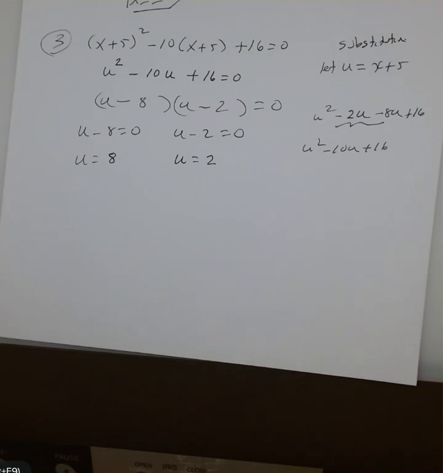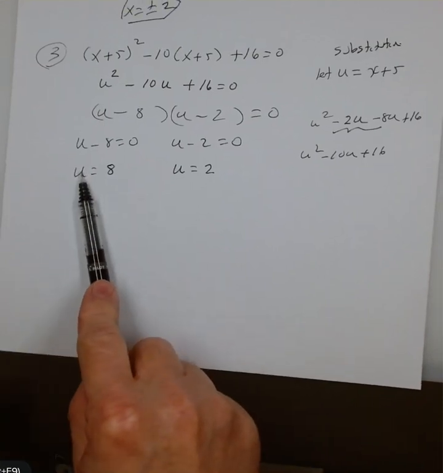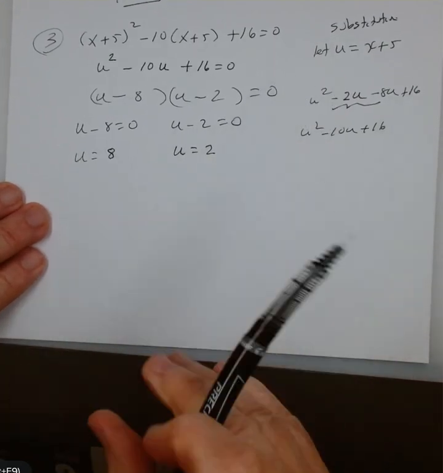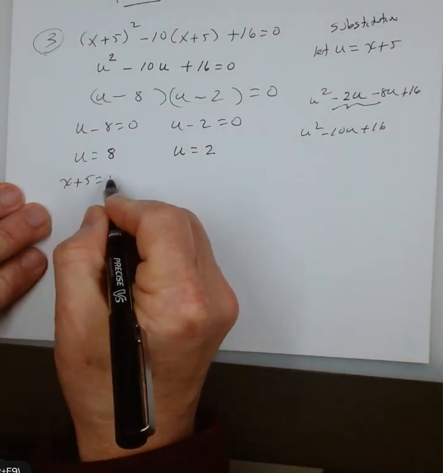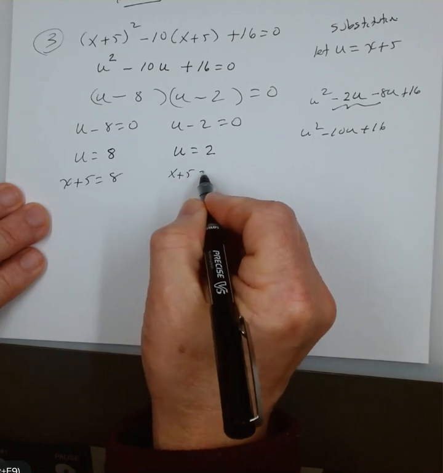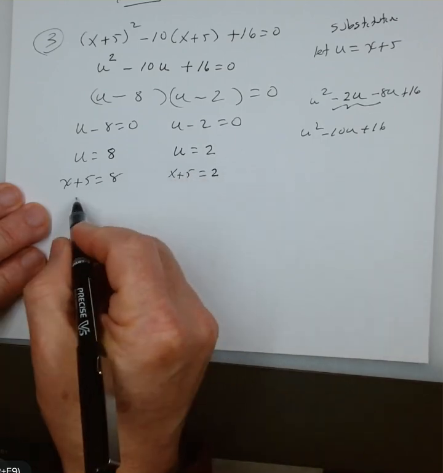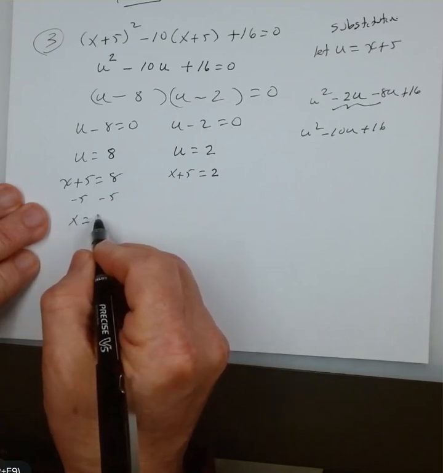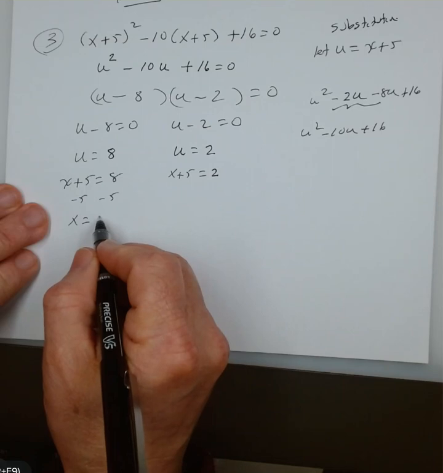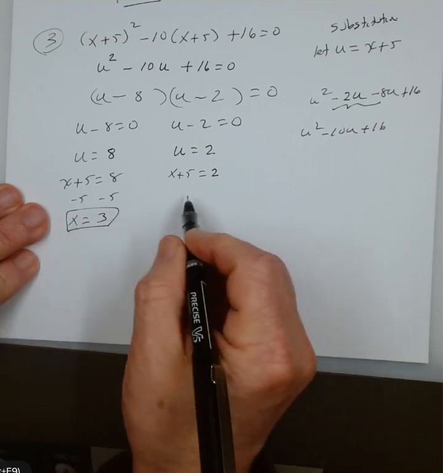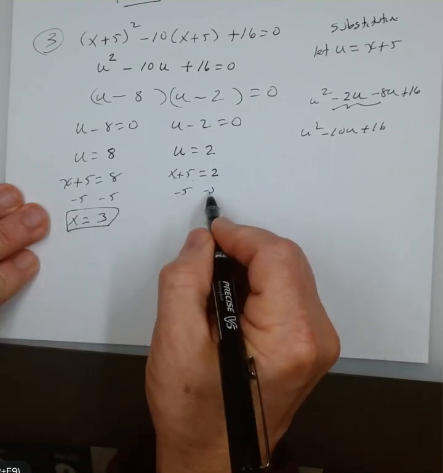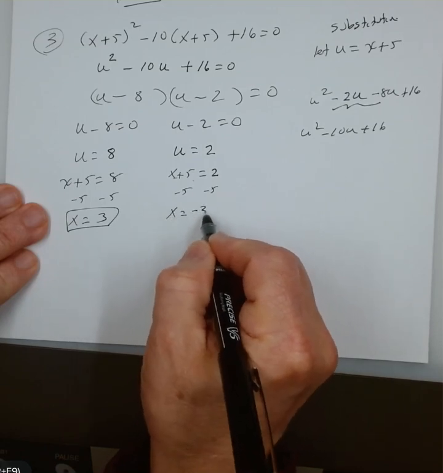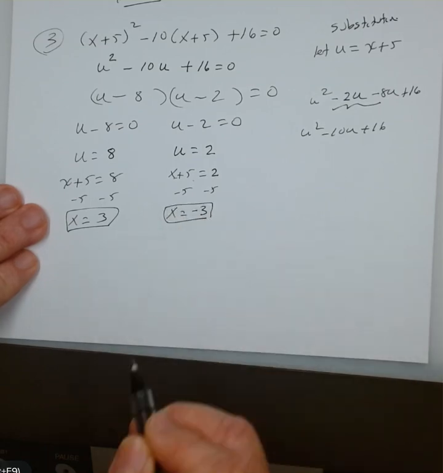X. So I got to solve for x. So that's where you come back now and resubstitute. What was u? X plus 5. So x plus 5 equals 8. And x plus 5 equals what? 2. And you just solve for x. Subtract 5 from both sides. What's your solution? 8 minus 5, 3. If x plus 5 equals 2 and you subtract 5, what's the other solution? Negative 3. And that's it.